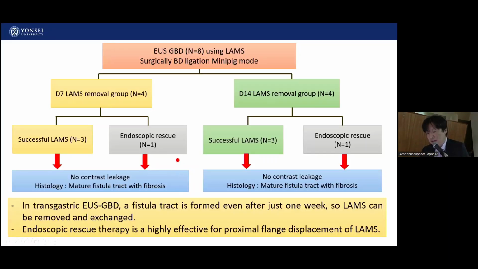So let's summarize my talk. In transgastric EUS-GBD, a fistula tract is formed in even just 1 week. So LAMS can be removed and exchanged at 1 week. And endoscopic rescue therapy is highly effective for proximal flange maldeployment of LAMS.